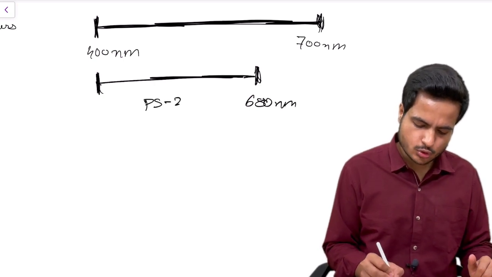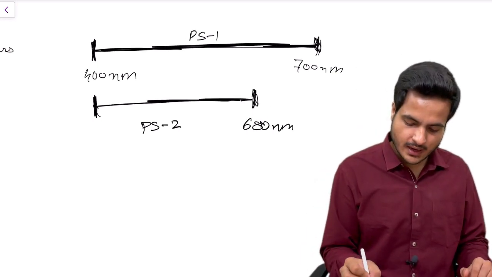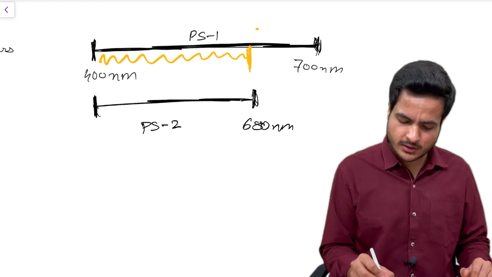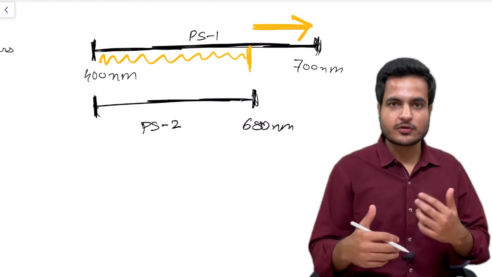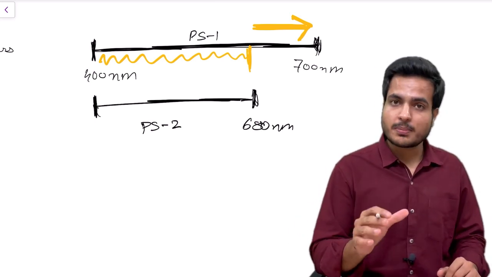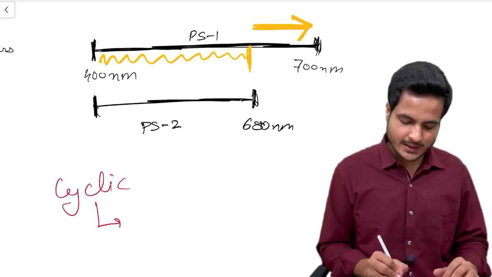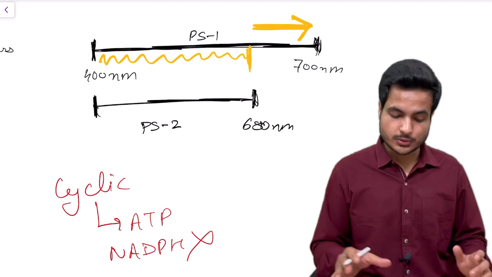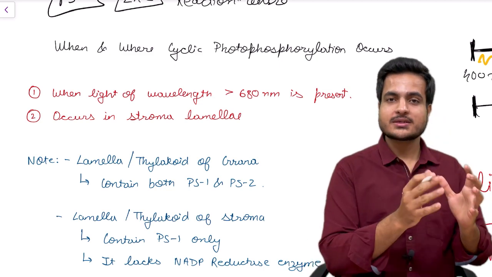Therefore, photosystem 2 says to photosystem 1, hey friend, if you want to work with me, you need to work in this range of light only, which is from 400 to 680. And if light beyond 680 nanometer comes, I won't function, you can do it yourself as cyclic photophosphorylation. So if light of wavelength beyond 680 nanometer is given to the plant, then only cyclic photophosphorylation will occur, in which only ATP is produced, no NADPH is produced. Understood?